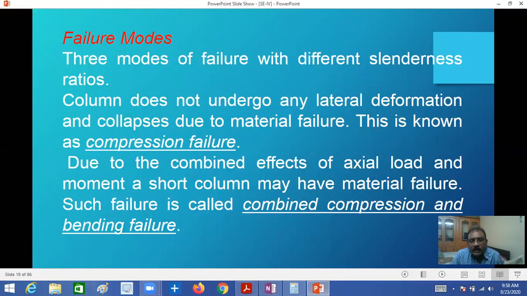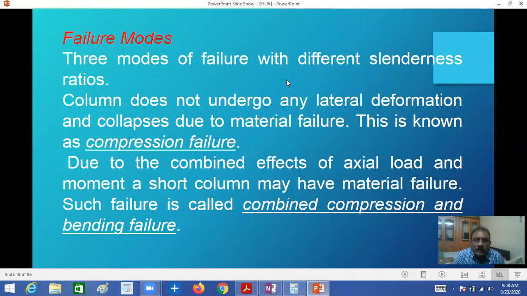Due to the combined effect of axial load and moment on the short column, there may be material failure. Such failure is called combined compression and bending failure. So due to the combined effects of axial load and moment, this is called combined compression and bending failure, right?